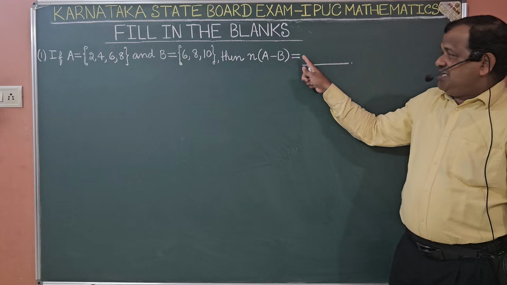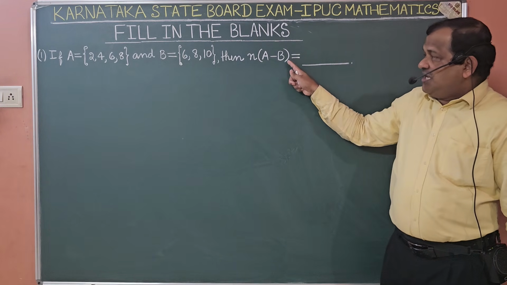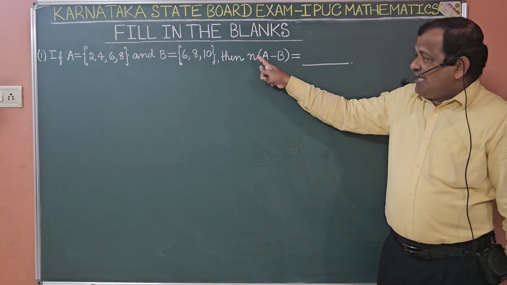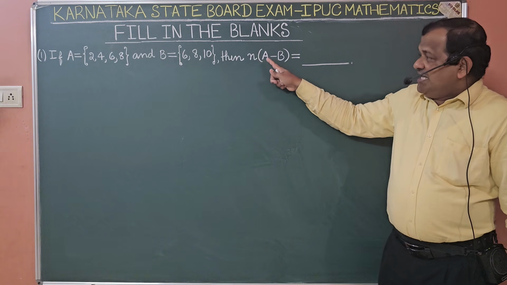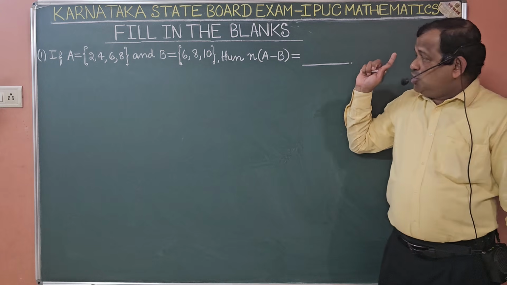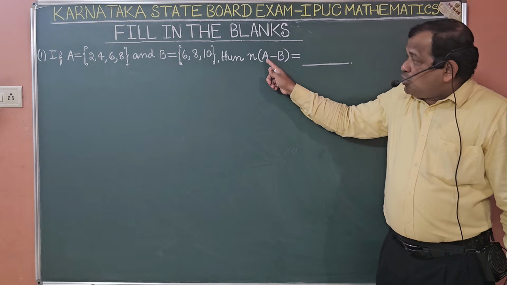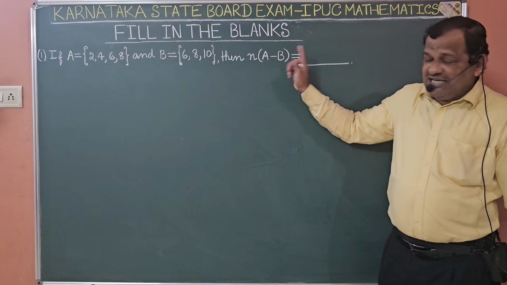If set A containing elements 2, 4, 6, 8 and set B containing elements 6, 8, 10, then n of A minus B is equal to. n of A minus B means number of elements present in the set A minus B. Therefore, you can do it just as mind work. You know how to work out the set A minus B.